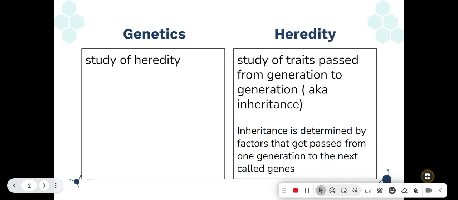So let's start with the two most basic terms, genetics and heredity. Genetics is just a fancy term for the study of heredity. Heredity is the actual study of how the traits are passed and what's going on with the different inheritance factors, and really why do organisms look, act, behave the way that they do.